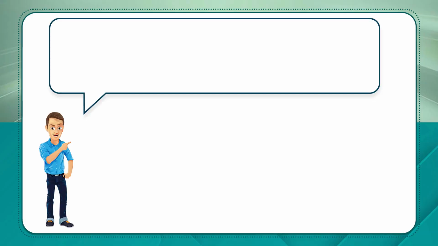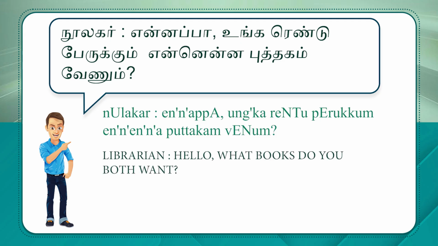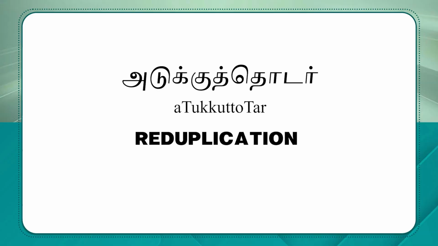நூலகர், என்னப்பா உங்க ரெண்டு பேருக்கும் என்னென்ன புத்தகம் வேணும்? This sentence translates to, hello, what books do you both want? In this sentence, we have a new structure called அடுக்குத் தொடர், which means reduplication. Let me explain the sentence first, then I will explain about the reduplication so that you can understand it properly.